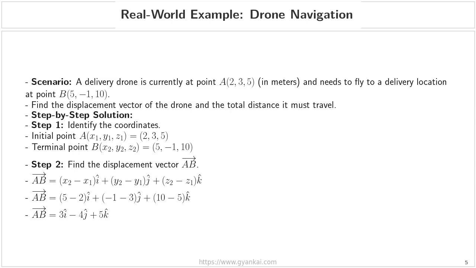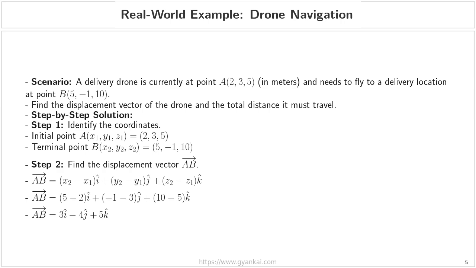Step 2, we will find the displacement vector, which we denote as vector AB, using the subtraction formula we learned in slide 3. We subtract the initial components from the terminal components. This means we take x2 minus x1 in terms of the i component, plus y2 minus y1 in terms of the j component, plus z2 minus z1 in terms of the k component.